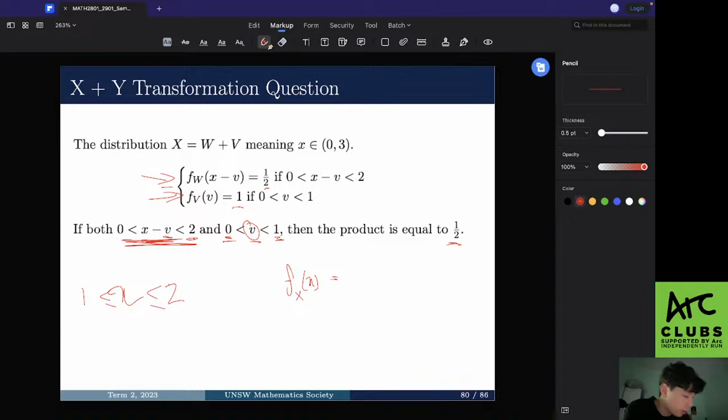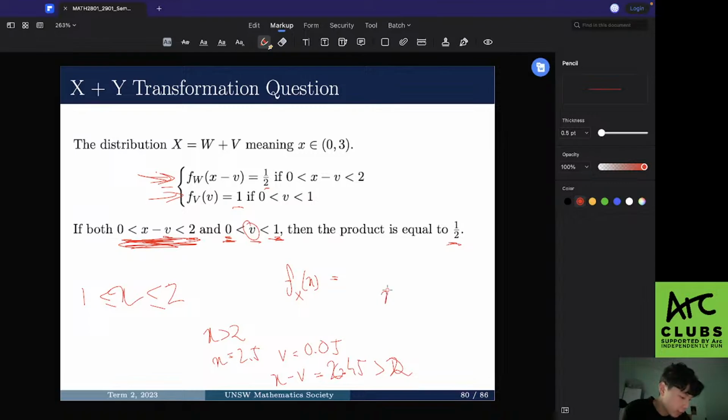Why is that? Well, if x is greater than 2, for example, if x is equal to 2.5, and v, since it's between 0 and 1, is maybe 0.05, this means x minus v is equal to 2.45. This is obviously greater than 2. It's outside of this range, so f_w doesn't exist. That means it's a 0, so the product is equal to 0.